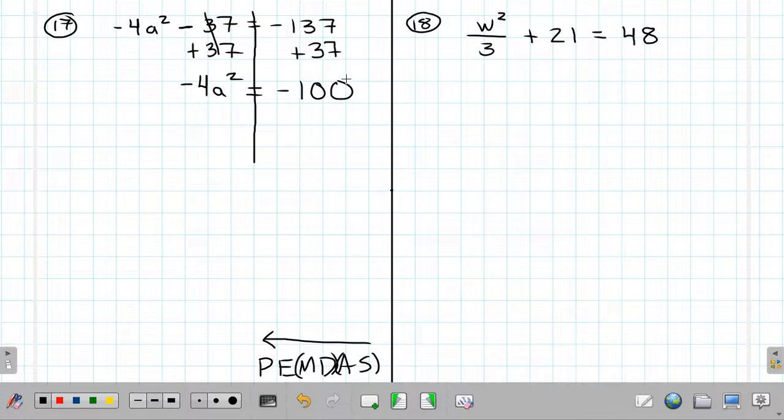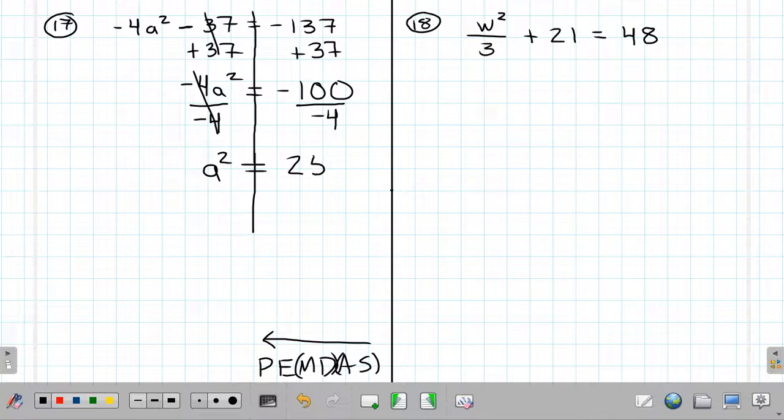And a lot of people want to try to maybe take the square root here. But remember, we would be squaring, then multiplying times -4. So that means we've got to divide by -4, then take the square root. So the second step is actually divide by -4. So those go away. So we get a squared is equal to -100 divided by -4. So negatives cancel out, so we get a positive. 100 divided by 4 is 25.